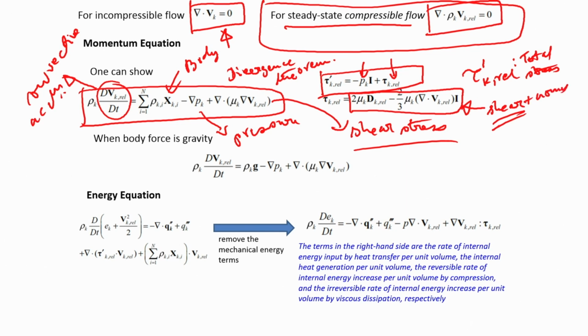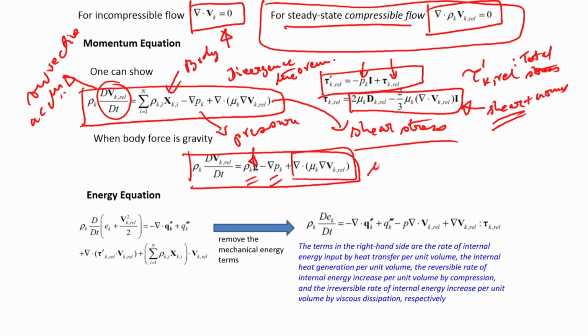Okay. So, when the body force is gravity, this xk becomes g. Okay. So, this is the most familiar thing that you have seen. It is nothing but the convective derivative of the velocity equal to the weight or the gravity term, the gradient of the pressure and the corresponding shear stress term.